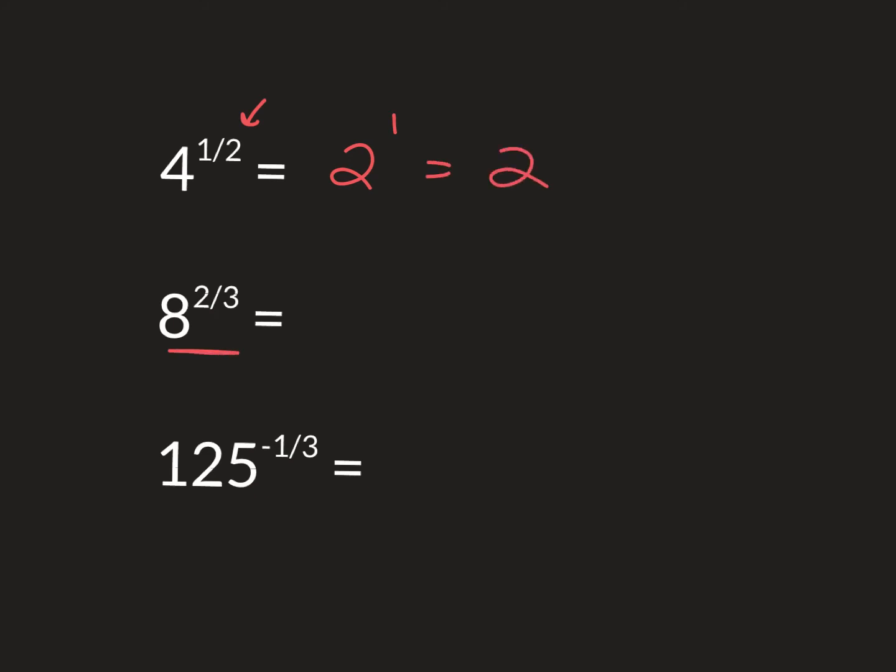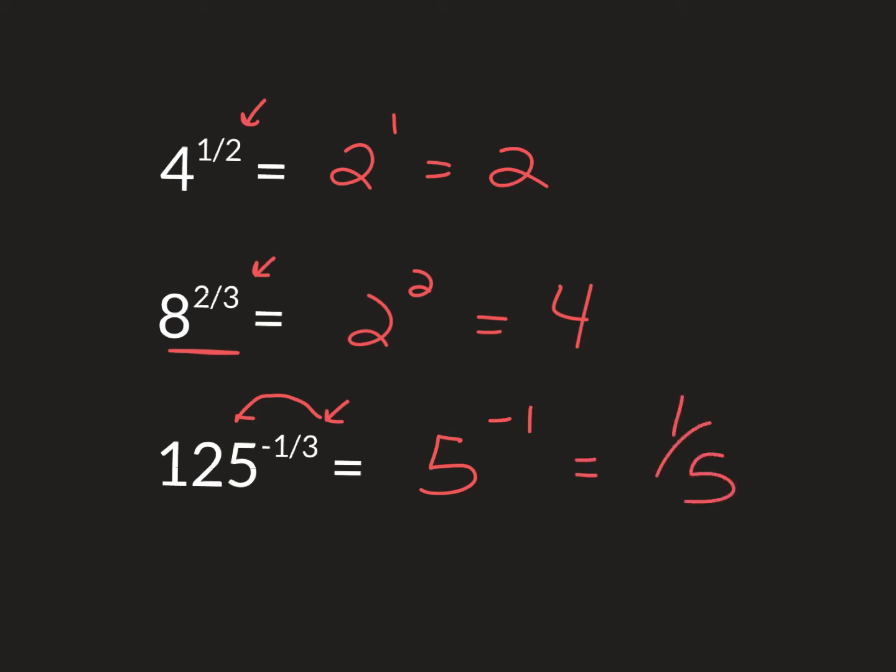When I look at this one, I'm thinking, okay, the bottom is the root, the cube root of 8. The cube root of 8 is 2. I still have the 2. 2 squared is 4. That's all you do. Here, bottom is the root. I'm going to take the cube root of 125, which is 5. I still have the -1. Don't forget from yesterday what a negative exponent does. It flips things, so it's 1/5.